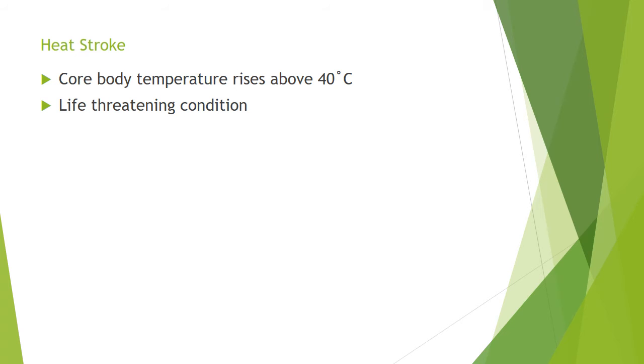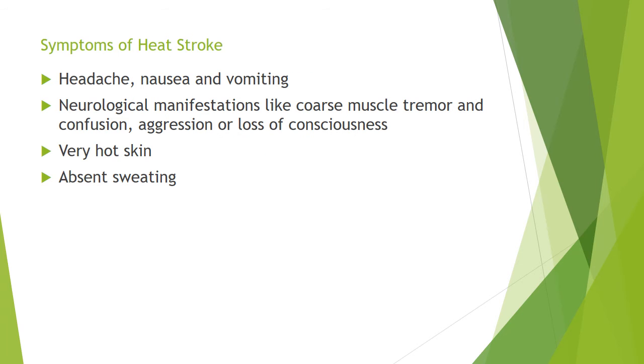So, about heat stroke. Unlike heat exhaustion, in heat stroke the core body temperature is very high. It rises over 40 degrees Celsius and it is a life-threatening condition. The symptoms of heat stroke are headache, nausea, and vomiting. There are neurological manifestations like coarse muscle tremor and confusion. The person becomes very aggressive, and there can be loss of consciousness. This does not occur in heat exhaustion. The skin is very hot, and there is no sweating.